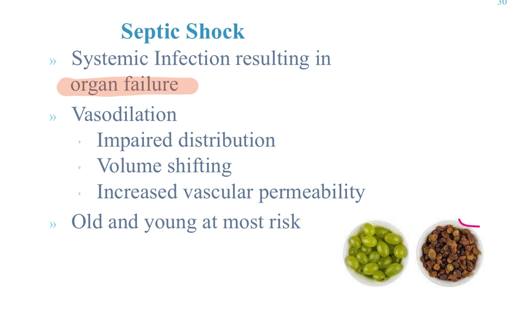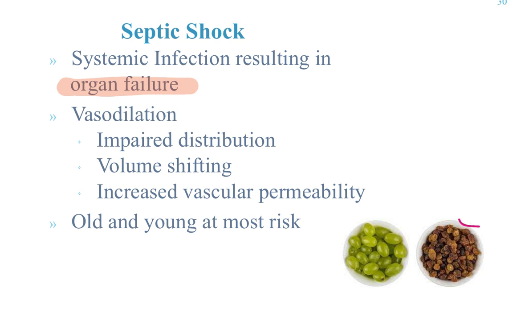So we have massive vasodilation. So that means this is going to be a relative shock problem, relative hypovolemia. So it's a distributive shock. We have impaired distribution of our blood volume, right? We're losing fluid due to this vasodilation. Volume is going to shift, so our blood pressure is going to fluctuate, okay?